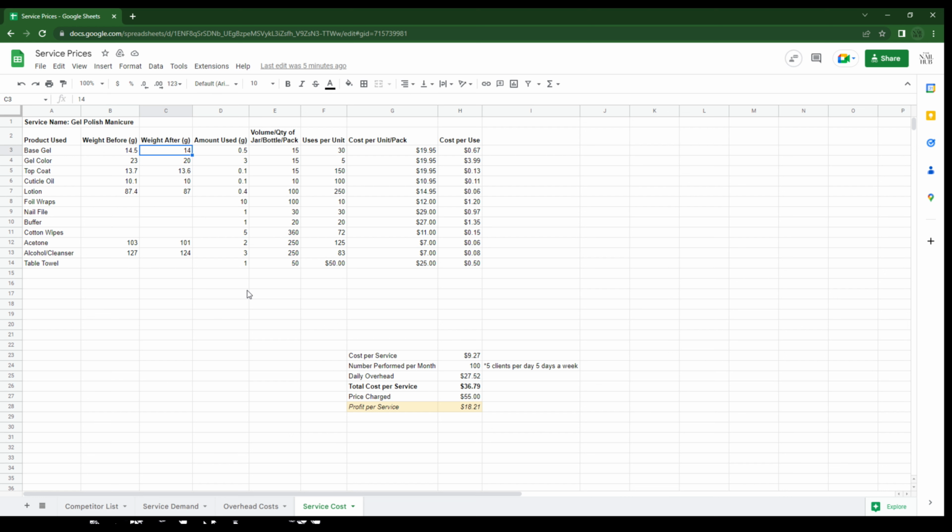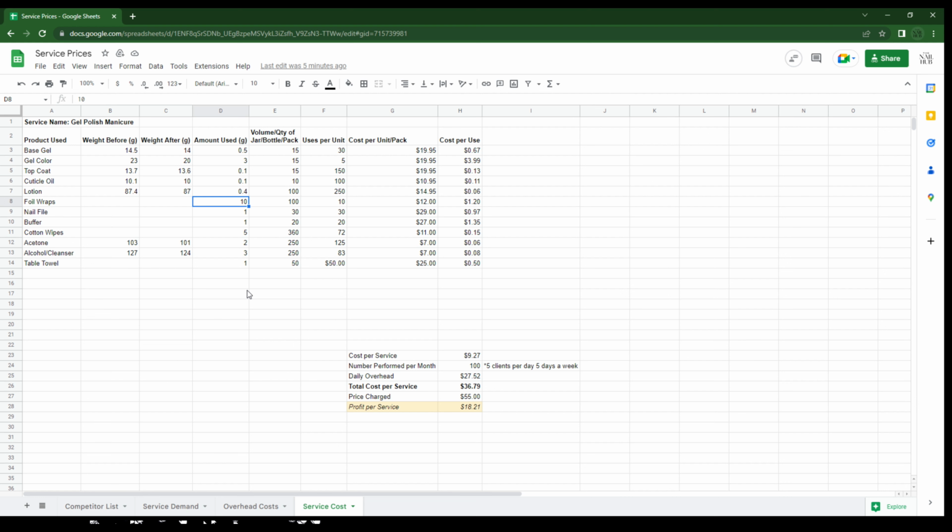After the service, I've used 0.5 grams on that appointment. And this tells me what my actual use is. So you're going to repeat this exercise for every single product that you use. It's great to get an idea of that. There's going to be products that don't really have a weight, right? We're just using individual units of them.